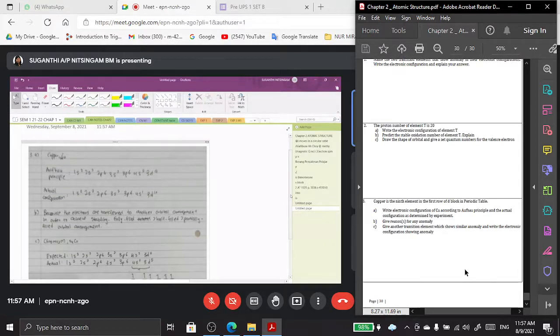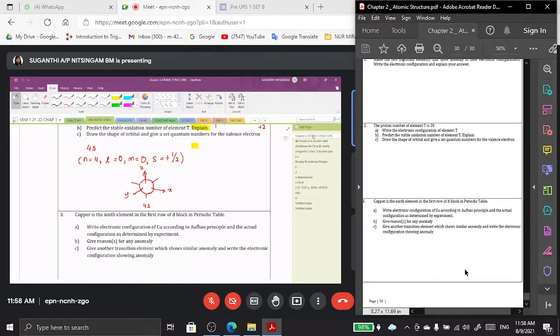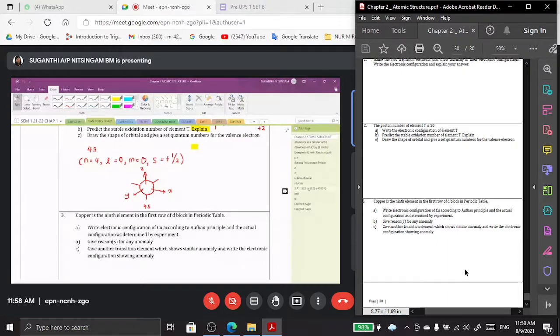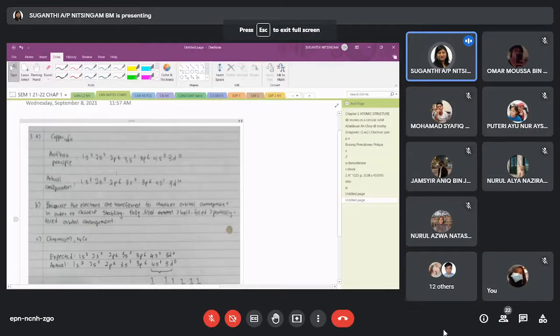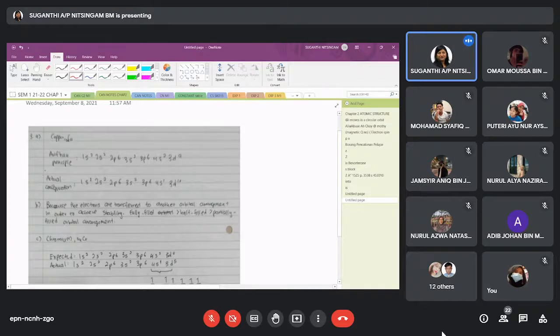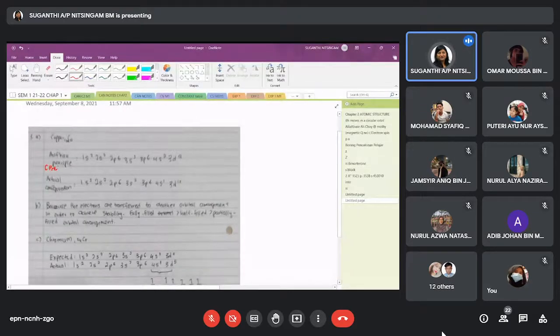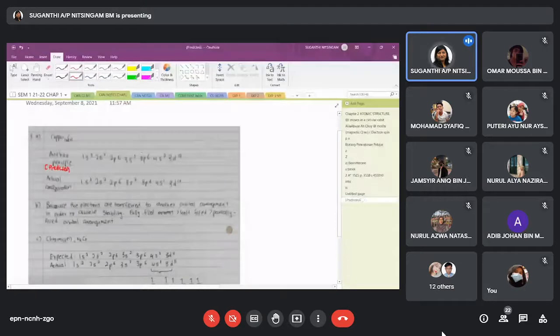Okay, now let's look at this answer, copper. What was the question? The question said write the electron configuration according to Aufbau principle and the actual configuration as determined by the experiment. Okay, let's see his answer. His answer, Aufbau principle, actual configuration. Okay, correct. Aufbau's principle is predicted, so this is predicted. Okay, correct. Yang ni adalah actual, betul.